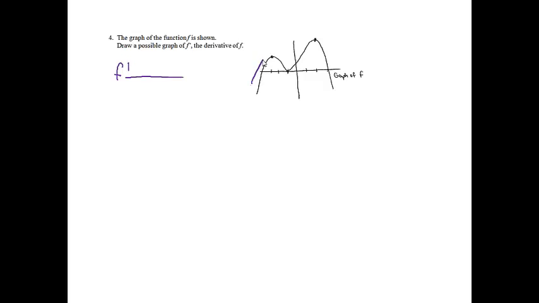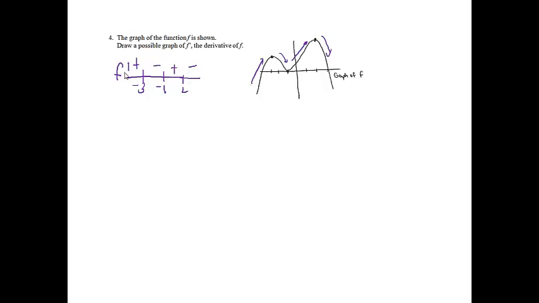So this graph is going up, or it has positive slopes until I get to -3. And then between -3 and -1, the graph is going down, so it has negative slopes. And then from -1 until I get up to x equals 2, the graph is going up, so it has some positive slopes. And then after 2, the graph is headed down, so f prime would be negative.